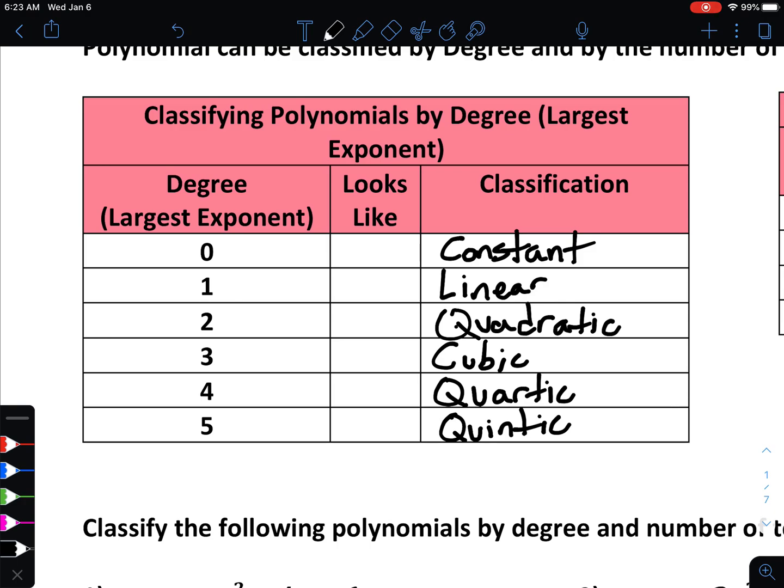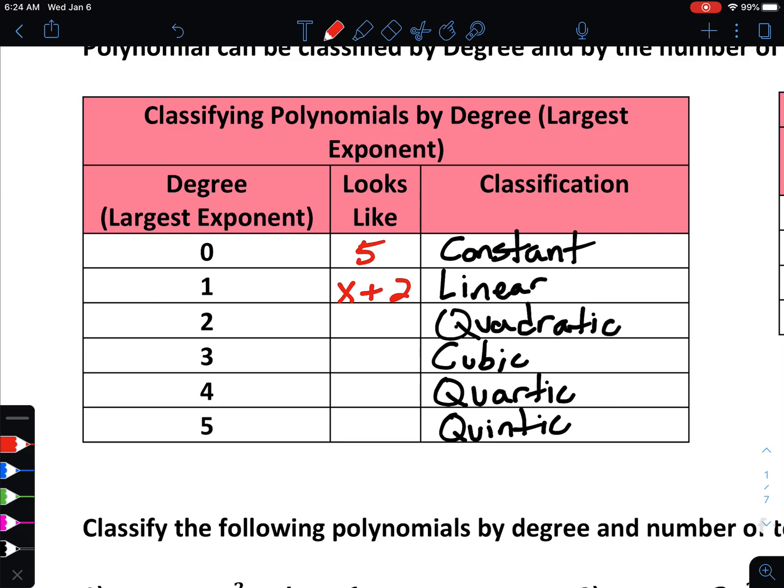If you have a degree of 0, our classification is that it's constant. What it looks like is just a number, like the number 5 would be a constant polynomial. Next, if our degree is 1, that's where we call it a linear function. This would be where you have x to the 1st power and then something else, like x plus 2.